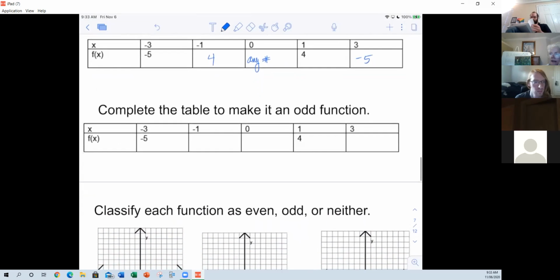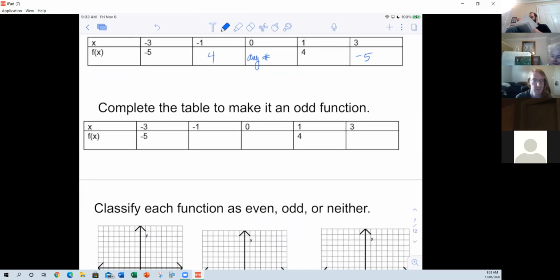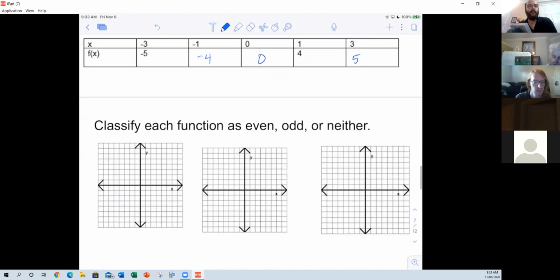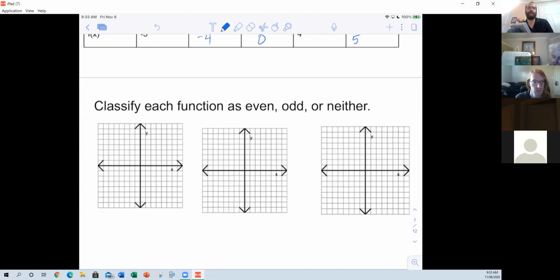And what about the odd function? First one should be -4. Second box should be 0. And last one should be +5. Okay, I forgot to write something here. Okay, so I'm going to do this.